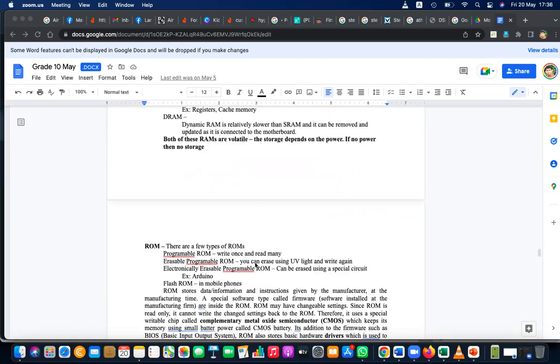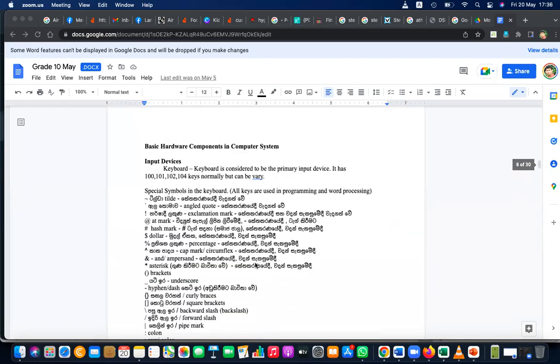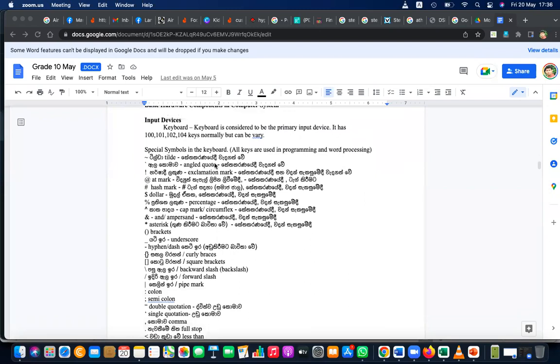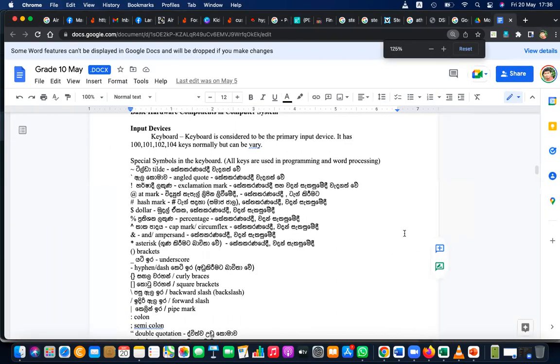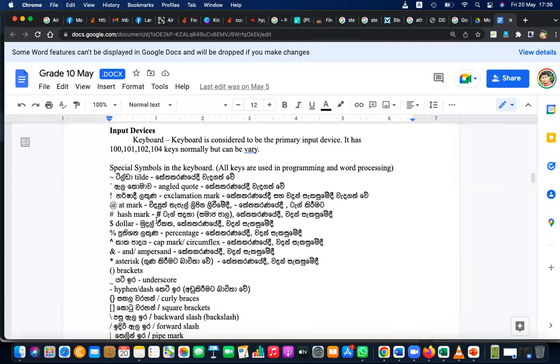So that is why I have given this set of keys, and you can see. Normally a keyboard has 100, 101, 102, 104 keys. And these are the special symbols used in the keyboard. You can see I have given names in Sinhala and English medium both. So tilde, which is used in programming.